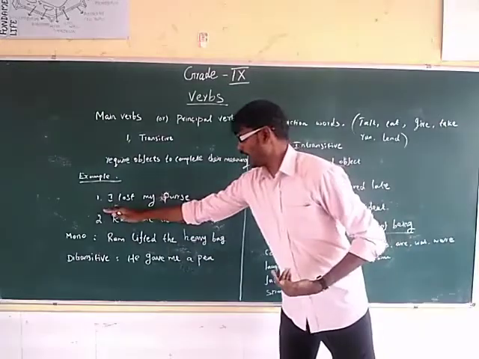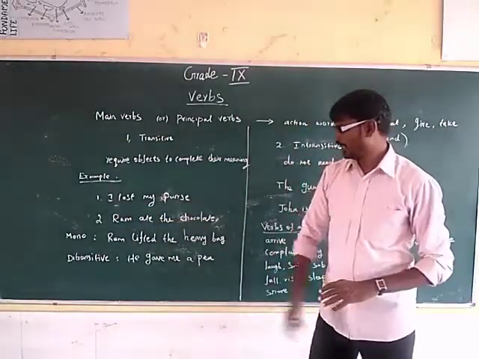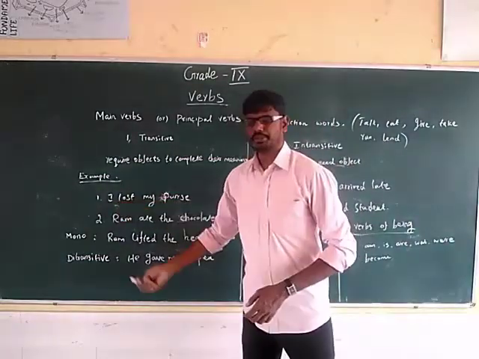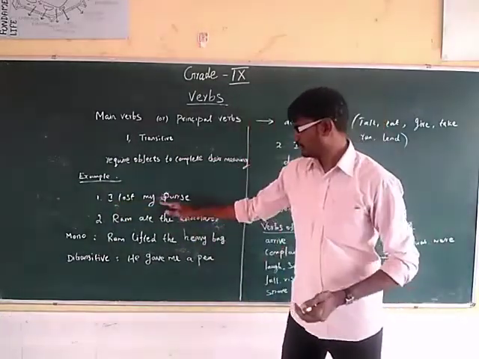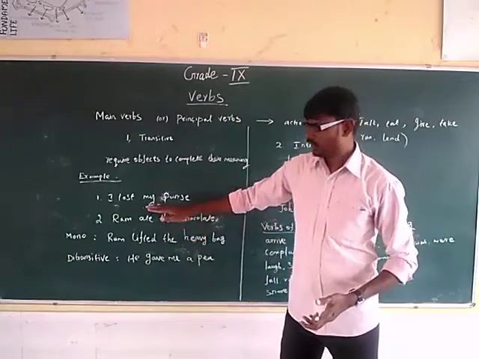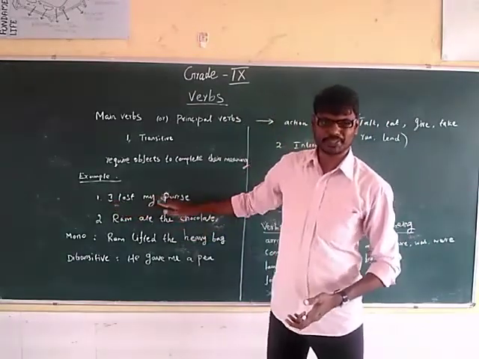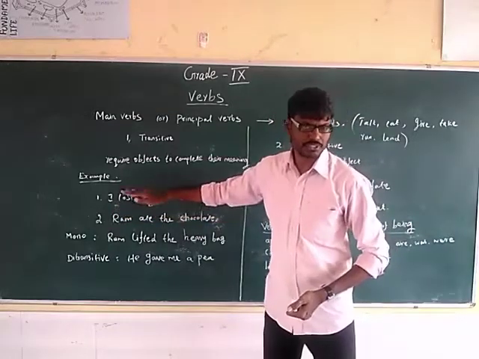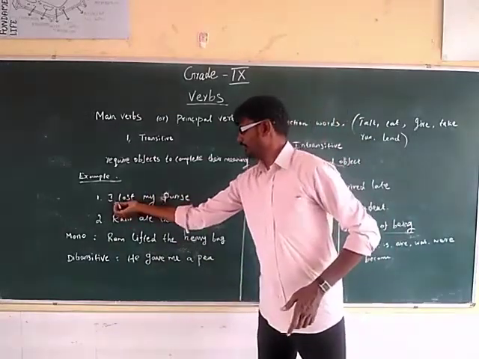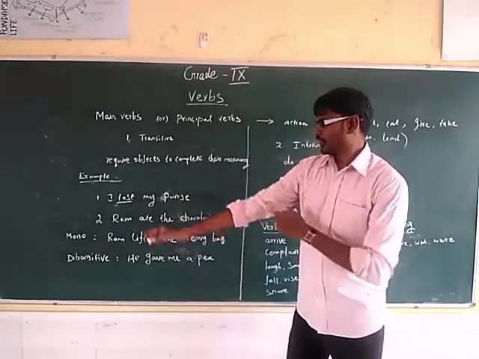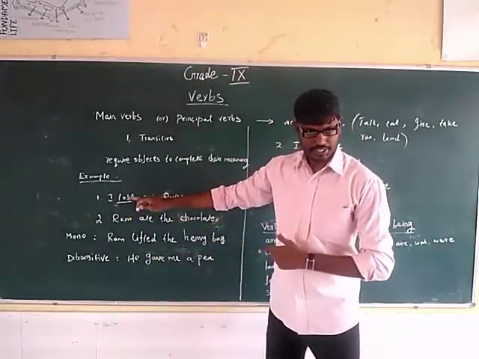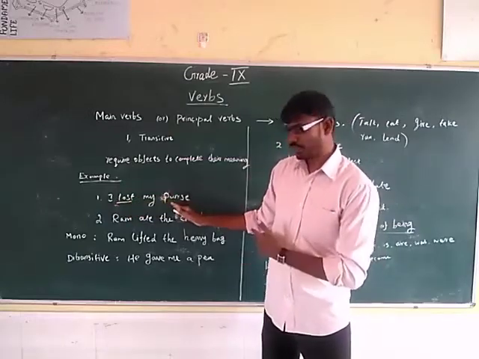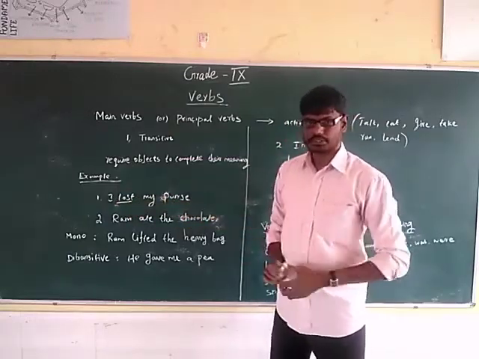For example, I lost my purse. Here, I is the subject and lost is the verb. What did I lose? My purse. So this verb lost takes an object. So this is a transitive verb. A transitive verb requires an object. That's why it has taken an object.